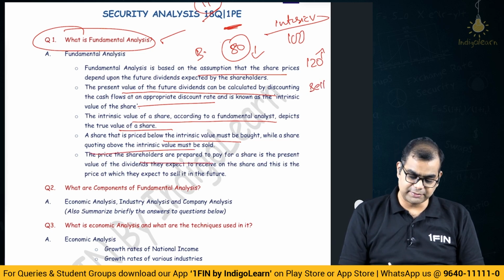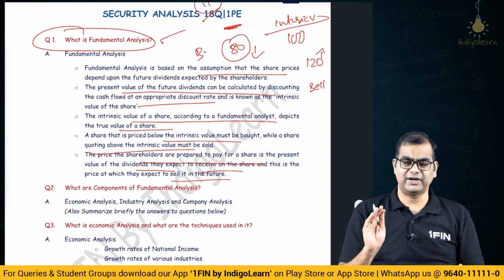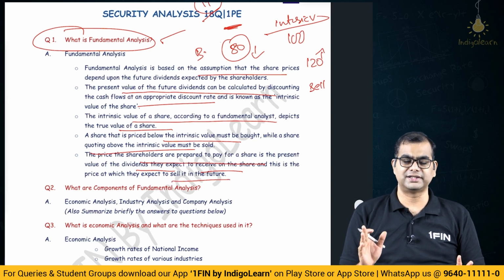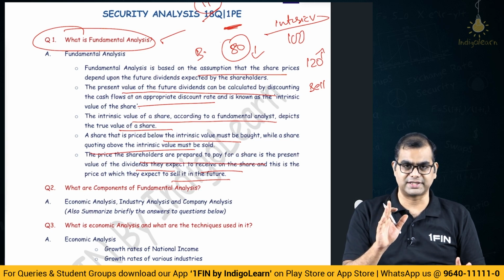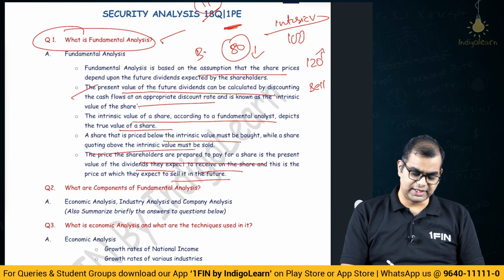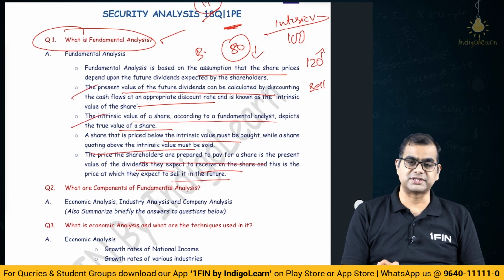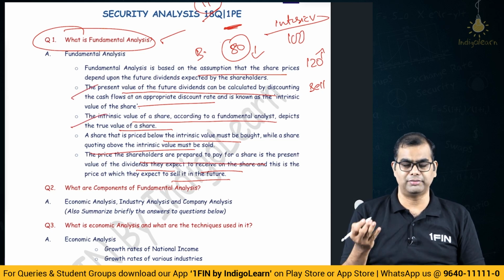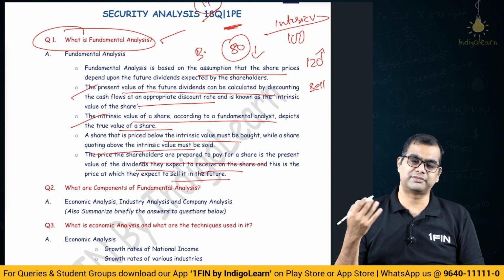And the price the shareholders are prepared to pay for a share is the present value of the dividends they expect to receive on the share, and the price at which they expect to sell in future. So basically fundamental analysis is concerned with valuing the share based on the future stream of cash flows, which are basically dividends for shareholders, and it is a present value of that. The intrinsic value depicts the true value, and if the market price is low, buy; if the market price is high, sell.